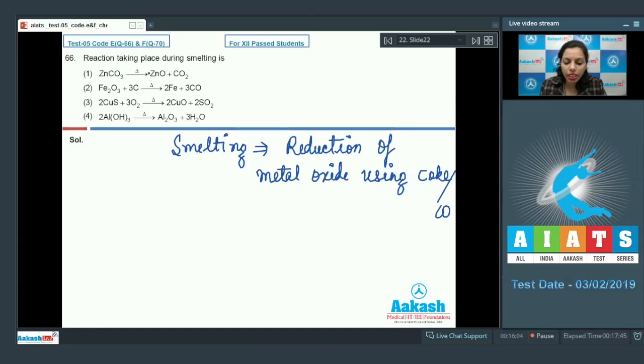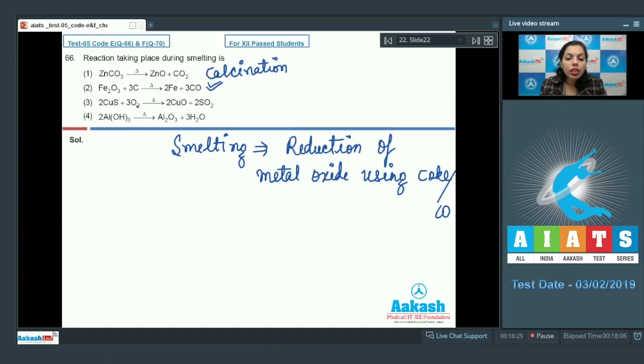ZnCO3 is given in the first option, that's heated to give you ZnO and CO2. In this process, there is the formation of zinc oxide. This is calcination process. The first one. Further, Fe2O3 is treated with carbon to give you Fe and CO. Yes, this is the smelting process.